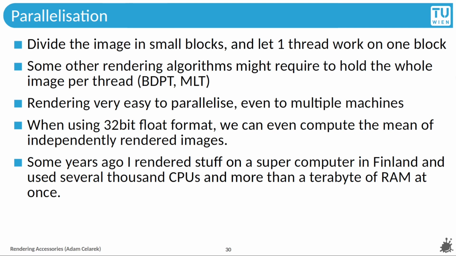Rendering is very easy to parallelize, even to multiple machines. This works by computing multiple images with different random seeds. They can be added up after finishing rendering using 32-bit floating point image formats. That way, I occupied several thousand CPUs on a cluster and more than a terabyte of RAM during my master thesis at Aalto, Finland. Some bottlenecks start to appear once your scenes become very large, for instance in large film productions. Sometimes the scenes don't even fit into RAM anymore and special architectures need to be employed.